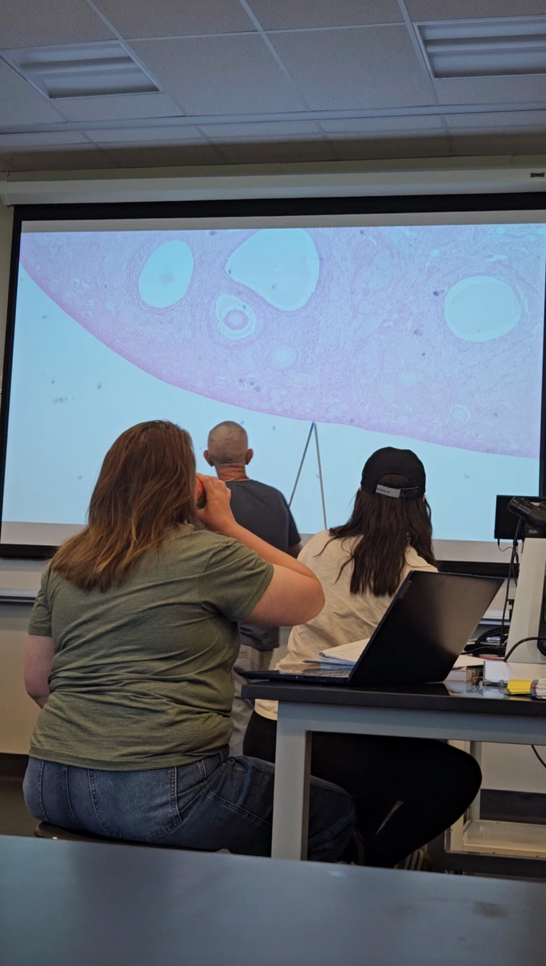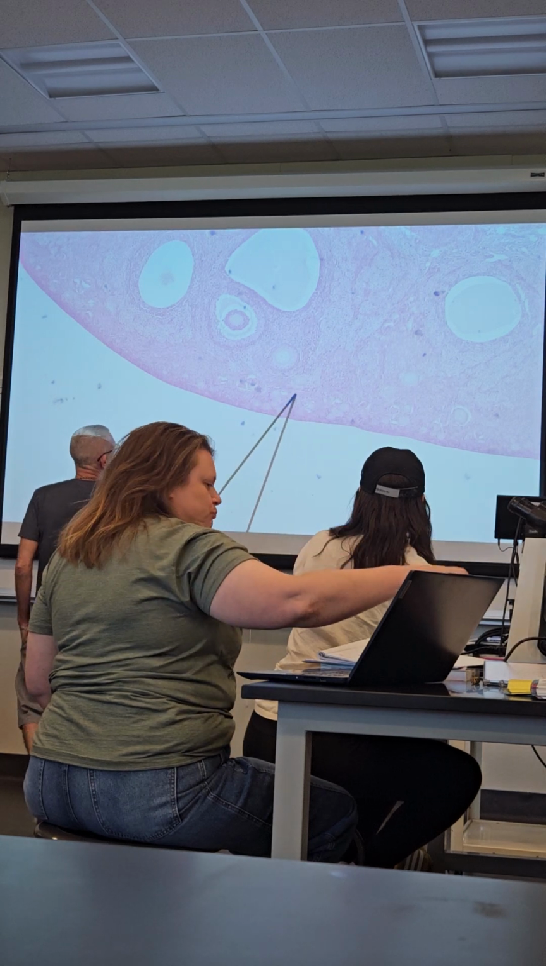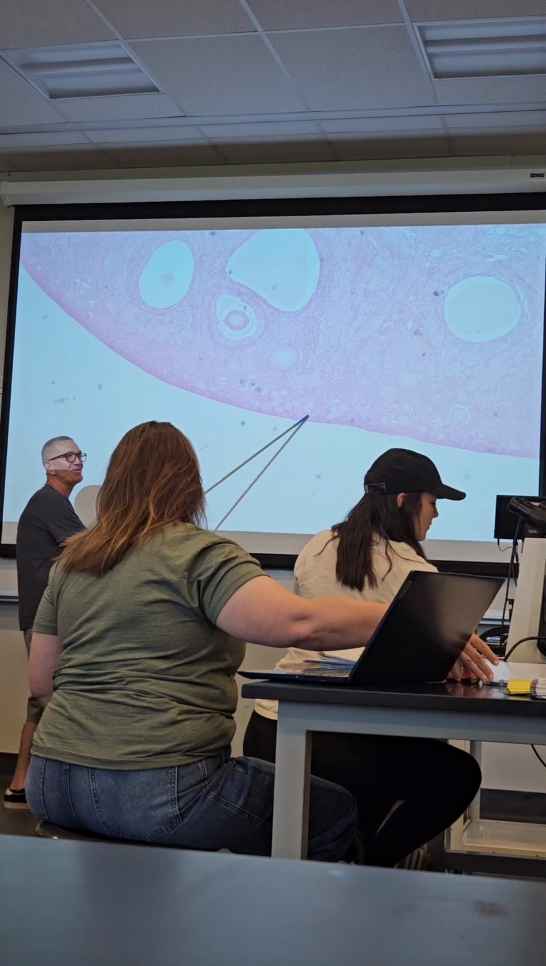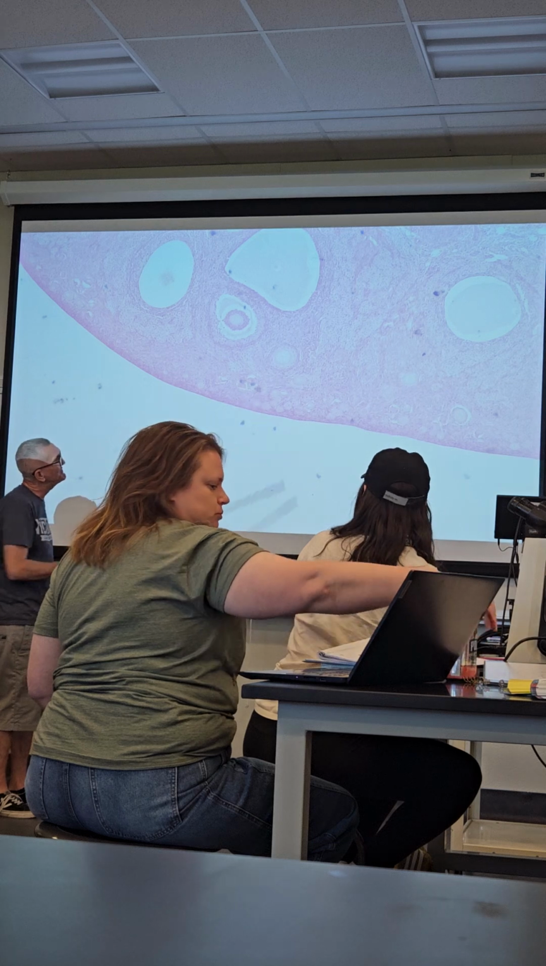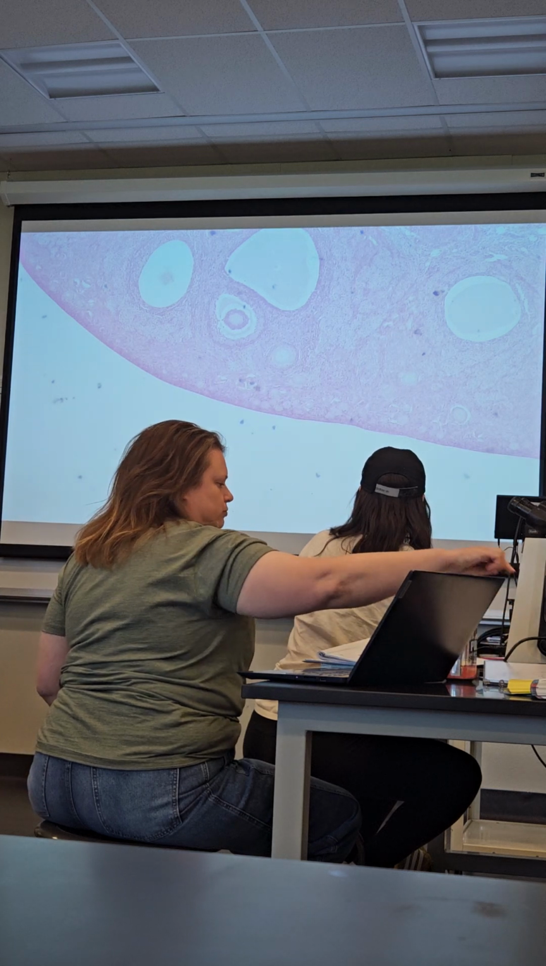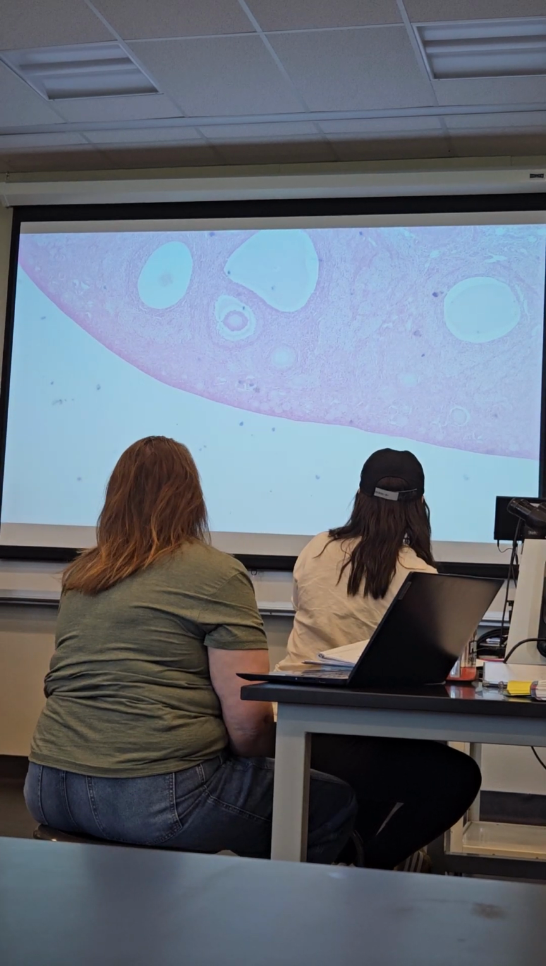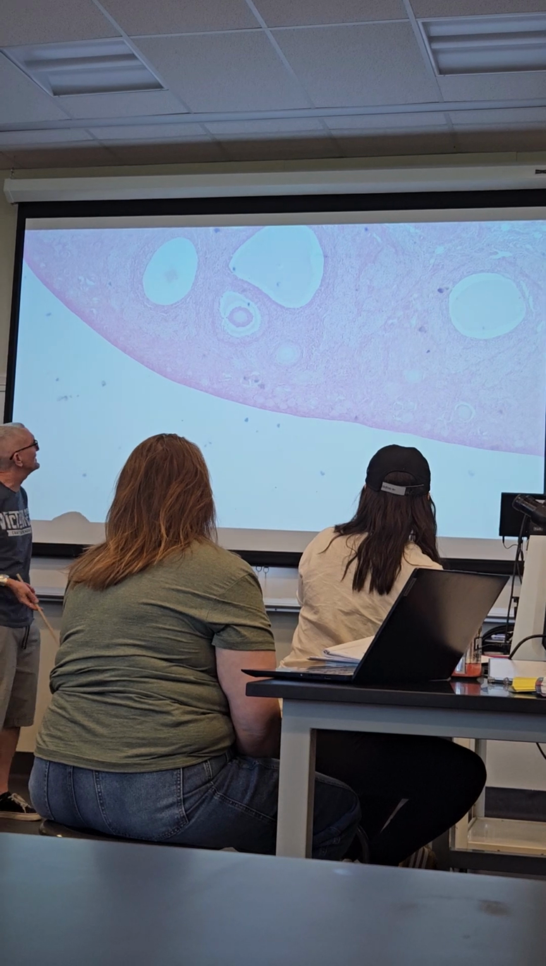What would you guys guess this was? All those grape-like clusters in the periphery. Primordial. Yeah, that's your primordial follicular reserve, right? Primordial follicles, hanging out waiting to be stimulated.